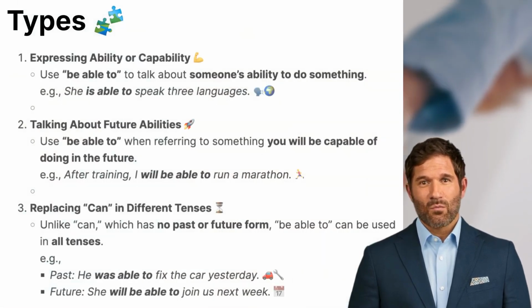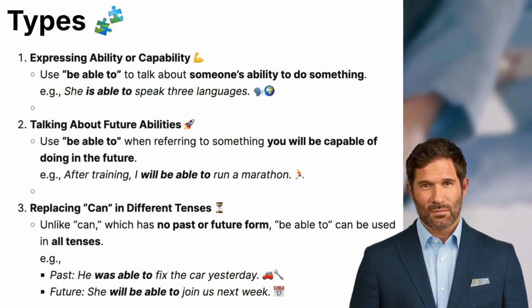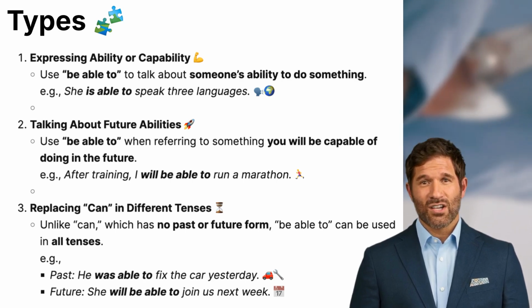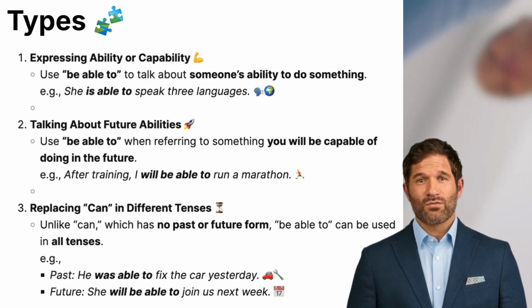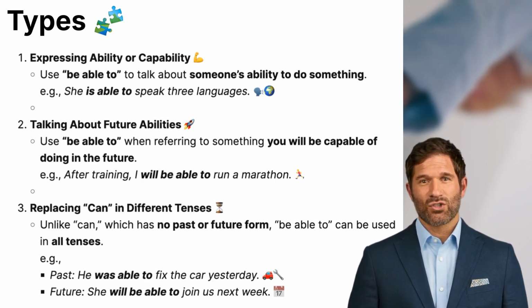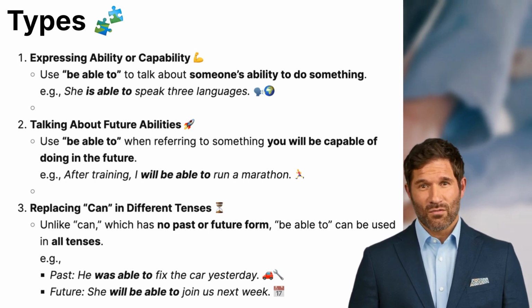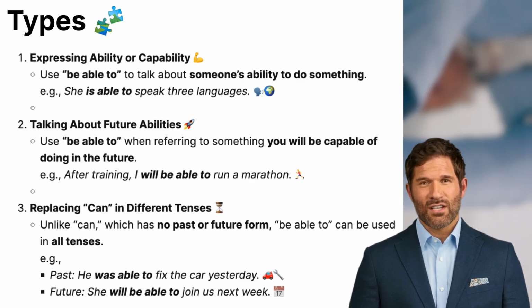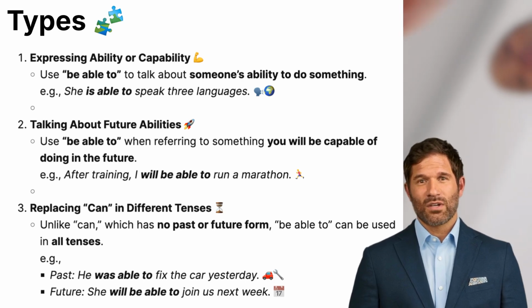In this section, we'll go over the 5 main ways to use be able to, with clear explanations and examples. Let's dive in. 1. Expressing ability or capability. We use be able to describe what someone can do or what they are capable of. It works just like can, but sounds a bit more formal. Example. She is able to speak 3 languages. This means she has the ability to speak multiple languages.